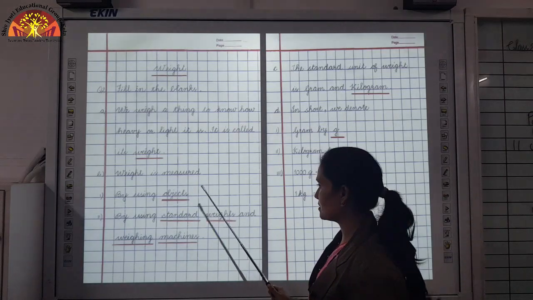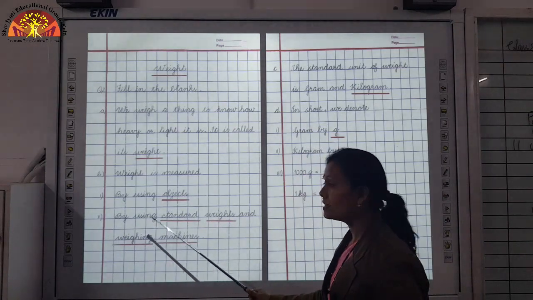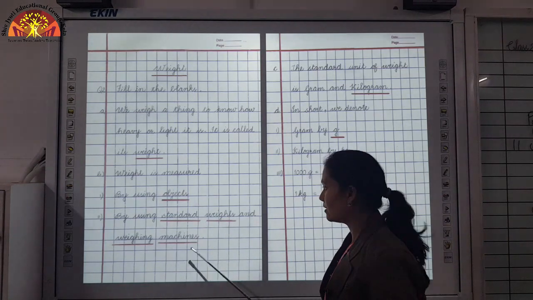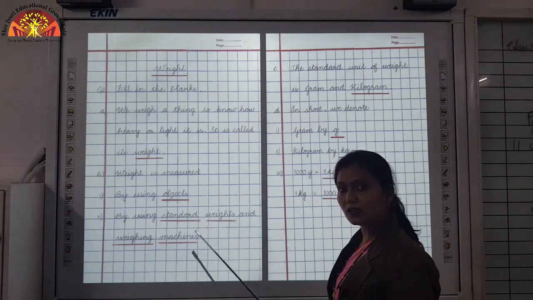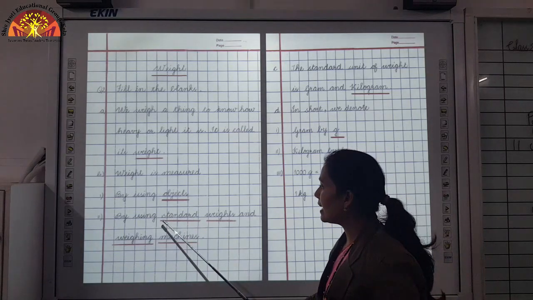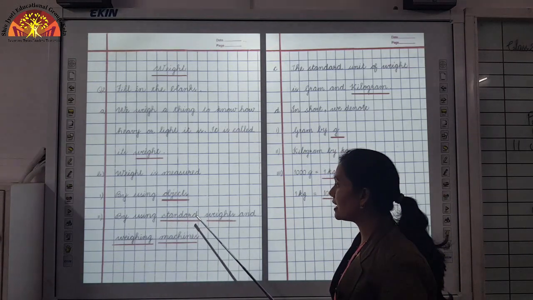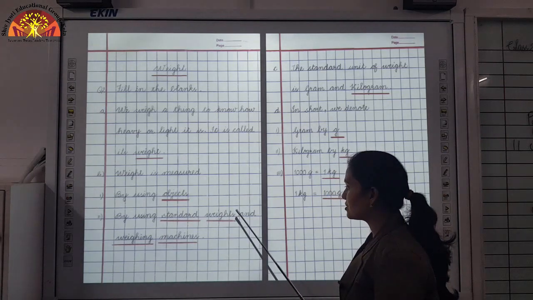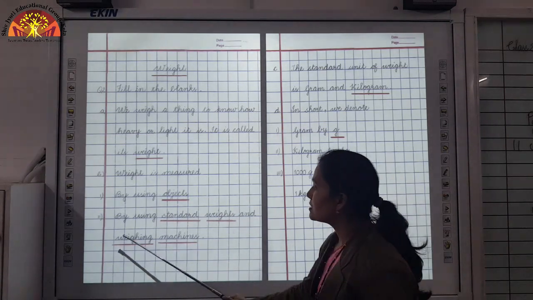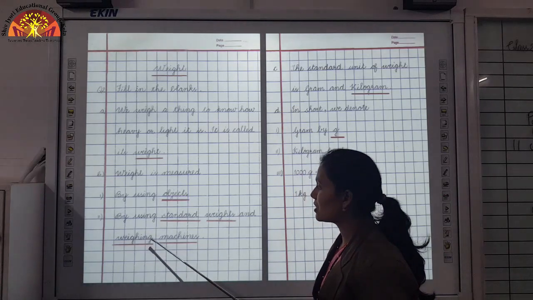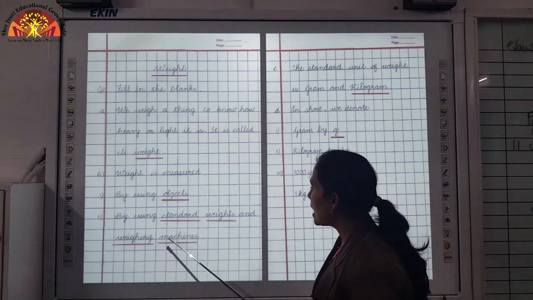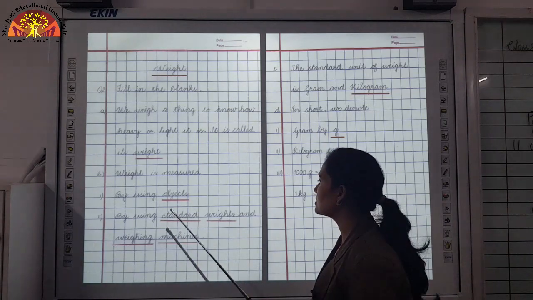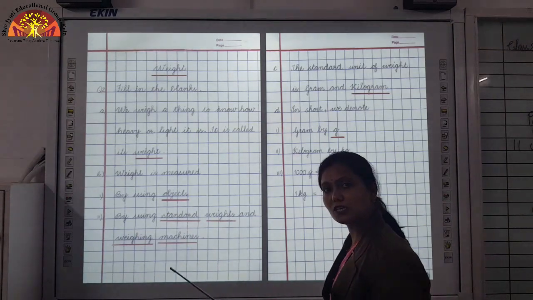O-B-J-E-C-T-S, objects. Next, by using standard weights and weighing machine. You must have seen weighing machine, right? So, S-T-A-N-D-A-R-D, standard. W-E-I-G-H-T-S, weights. W-E-I-G-H-I-N-G, weighing. M-A-C-H-I-N-E-S, machines. So, standard weights and weighing machines.